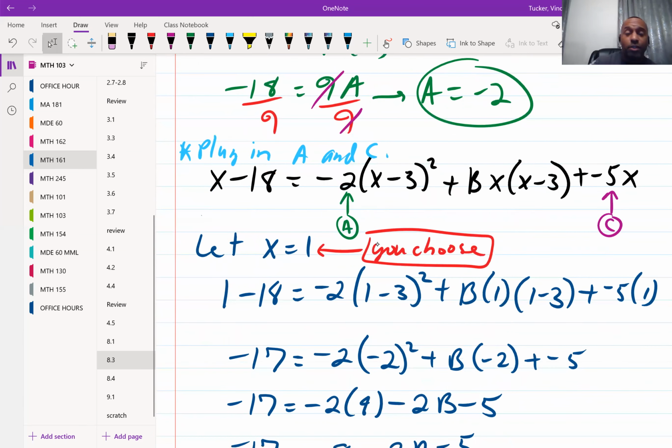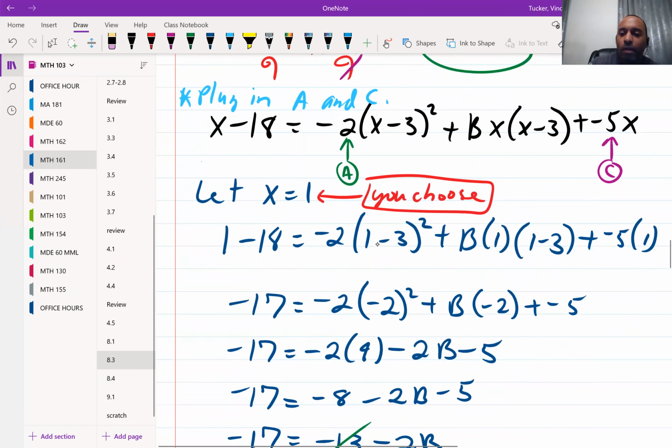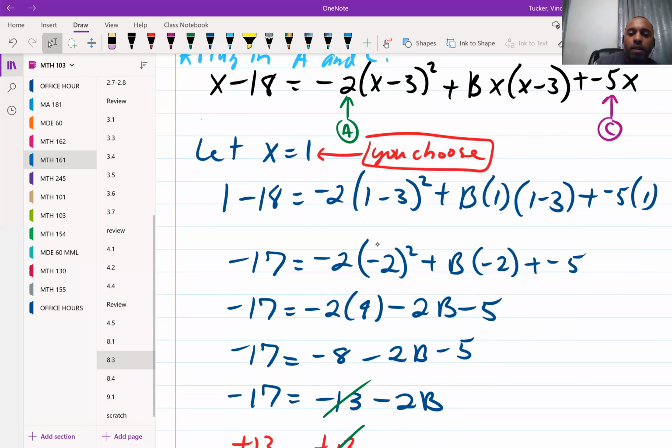Or simplify and then solve for B. So negative, well, 1 minus 18 is -17. Then inside the parentheses right here, 1 minus 3 is -2. Here we have 1 minus 3 is -2 as well. And this is just -5. This is going to turn into -2 times 4. That'll be -8 minus 2b minus 5.